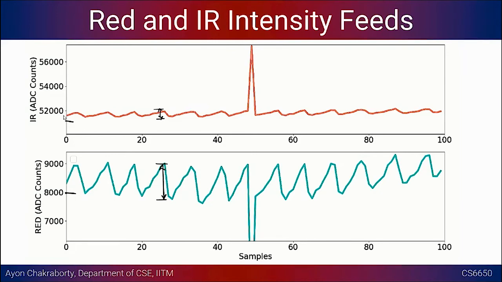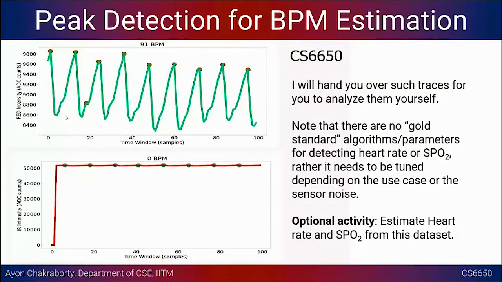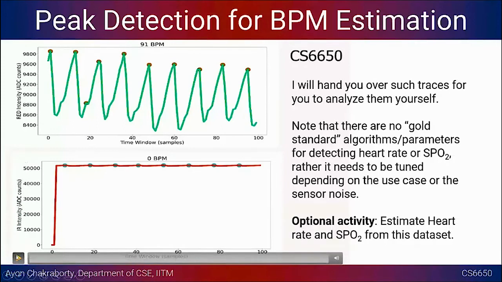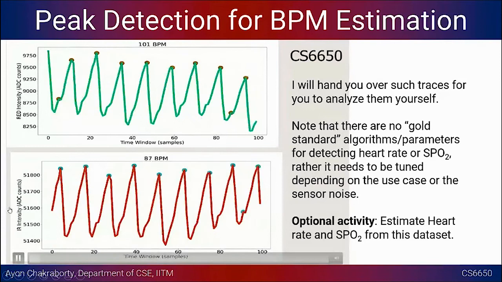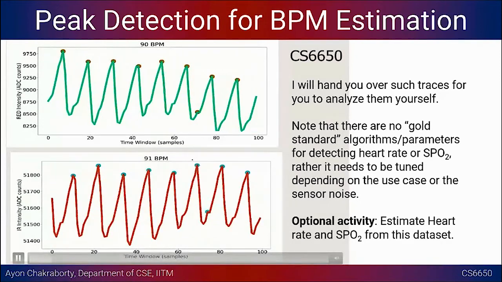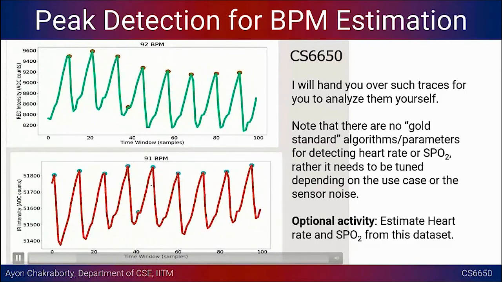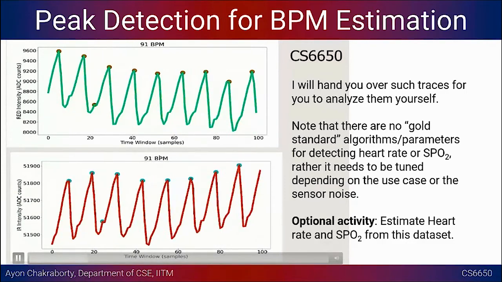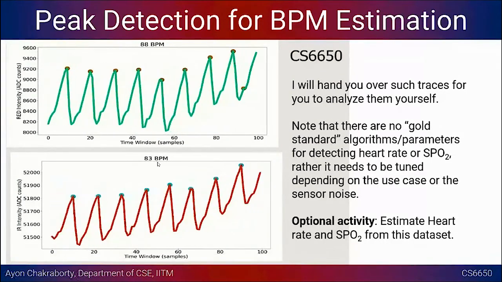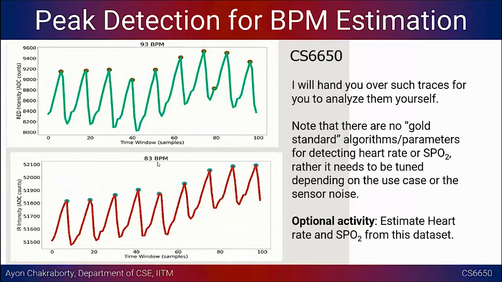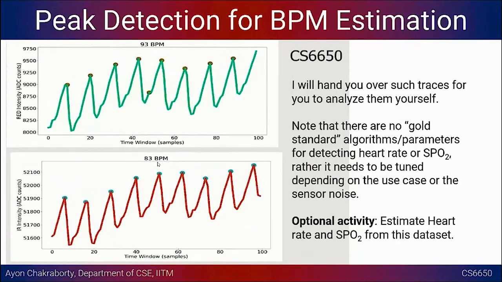Another thing that I have asked you in your homework is looking at the heart rate, or the beats per minute. I'm basically calculating the beats per minute based on the red intensity on the top and the IR intensity on the bottom. They are pretty much similar, 90 or 91 beats per minute. And as you see, it will keep on changing, because this is just a small window of 3 or 4 seconds.